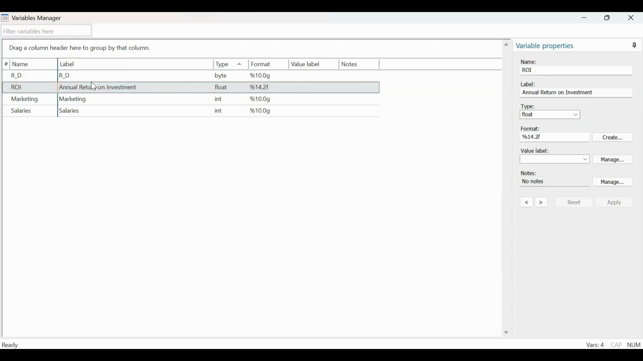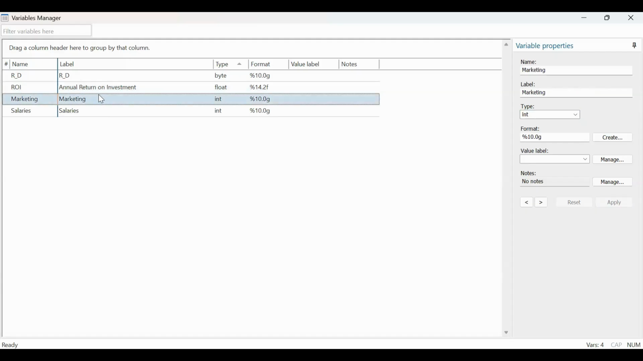The arrangement has changed, but it's okay once the variables are there. And what's the second one? The second one is marketing. So what label should we give to marketing? Marketing expenditure. I think that's it. So marketing expenditure for the label. Type: float. Let it float.